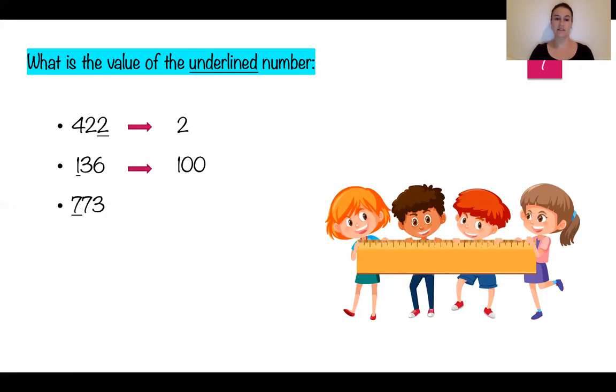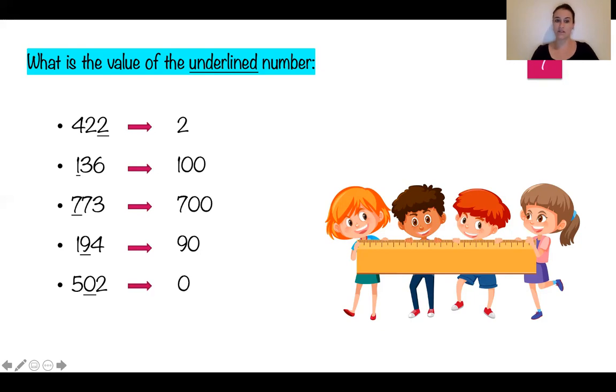Our next number is 773. The 7 is underlined, and it's in the hundreds column, so the value is 700. 194, the number that is underlined is the 9. It's in the tens column, which means its value is 90. Then we have 502. The underlined number is the 0. It's in the tens column, and there are 0 tens. So the value for that number would be 0.